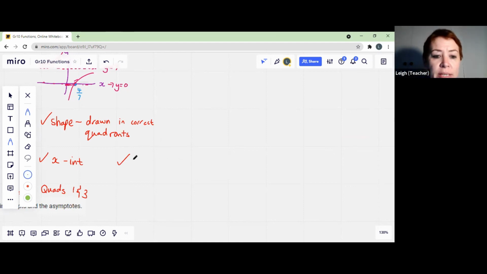So the very last thing is this weird word over here. This is the first time that we come across this in a function. Linear functions don't have asymptotes. Quadratic functions don't have asymptotes. This is the first place that we find an asymptote. Does anybody know what the word asymptote means?